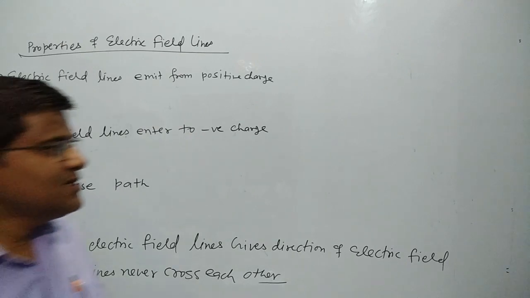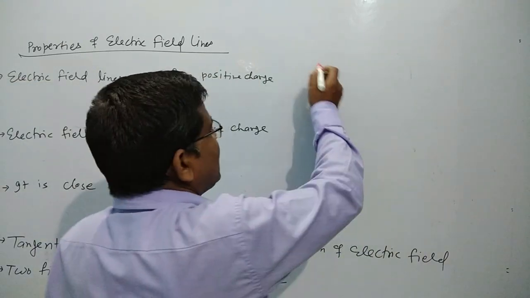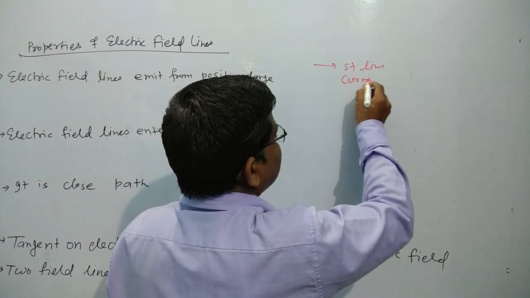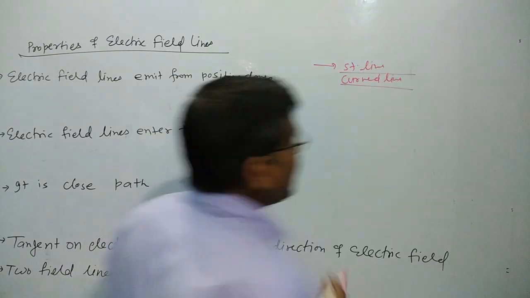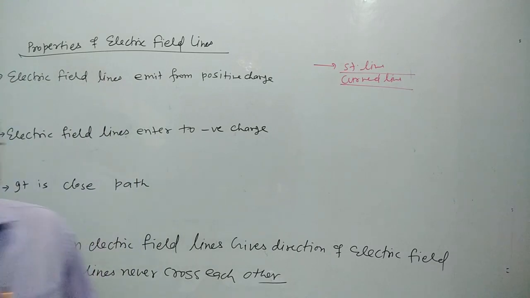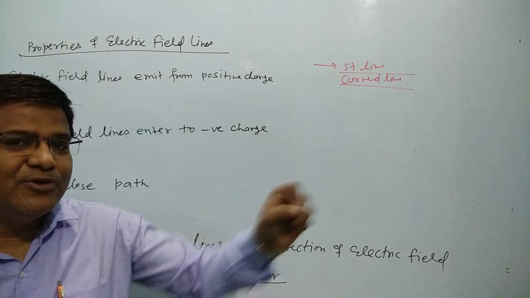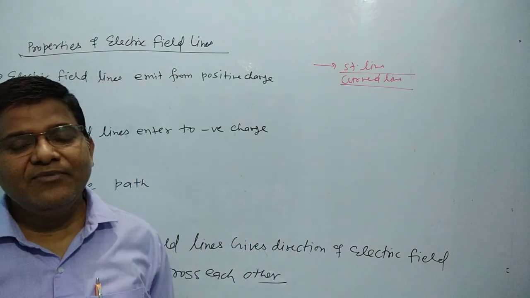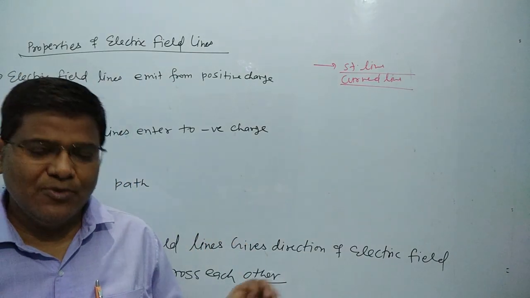Electric field lines is a path, either a straight line path or curved line path, at which a vanishingly small positive charge can move if it is free to do so.